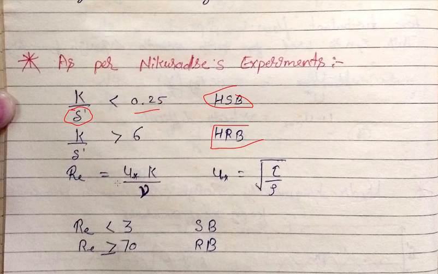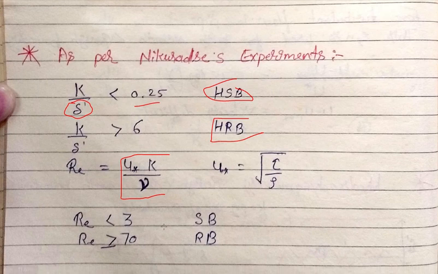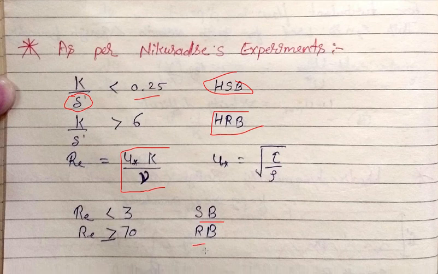R star is the Reynolds number, which is equal to u star k by nu, where nu is the kinematic viscosity, and u star we know is root of tau by rho. So here the Reynolds number less than 3 is a smooth boundary, and the Reynolds number greater than or equal to 70 is termed a rough boundary.